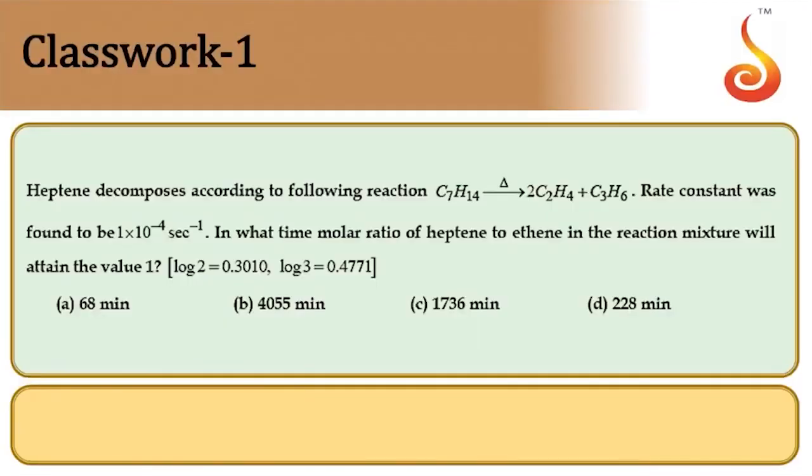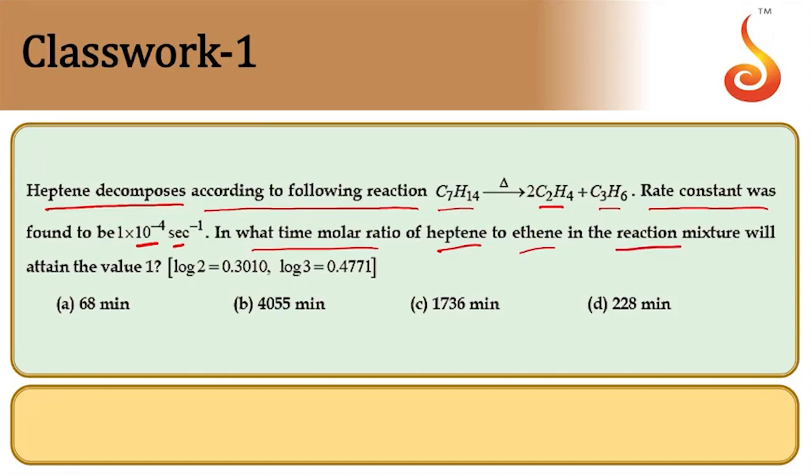Today we will discuss objective questions from chemical kinetics and radioactivity. The first question: heptene decomposes according to the following reaction, C7H14 giving rise to 2 moles of C2H4 and C3H6. The rate constant was found to be 10 power minus 4 seconds inverse. In what time will the molar ratio of heptene to ethene in the reaction mixture attain the value 1?